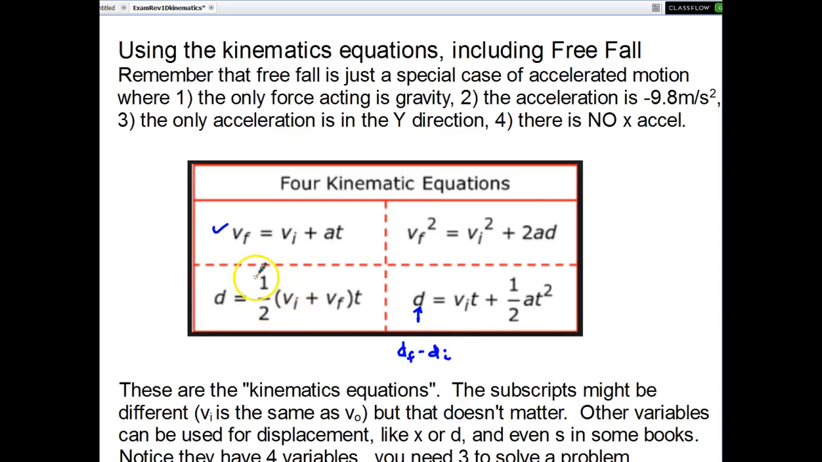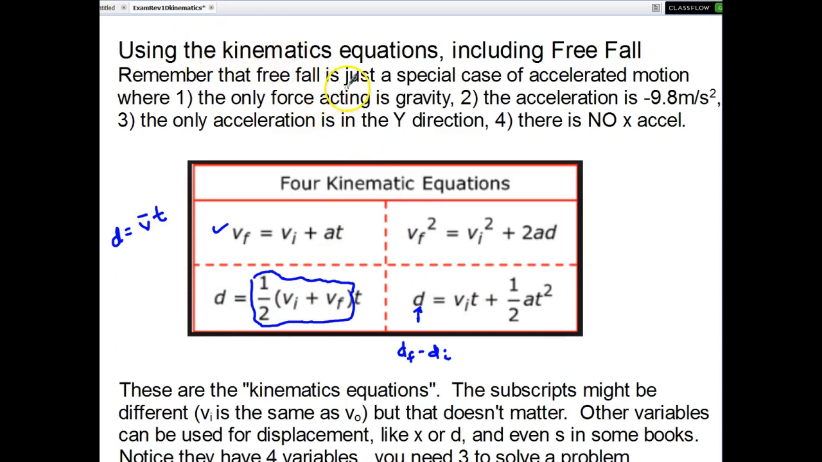I want you to look at this value right here. That is just average velocity. So that equation is d equals the average velocity times time. Now, that's not an instantaneous velocity, that's an average velocity. This equation we don't use a whole lot, but these others we use a whole lot.